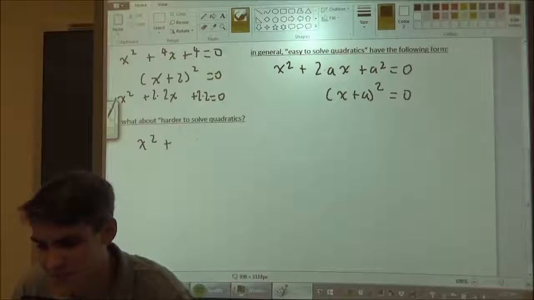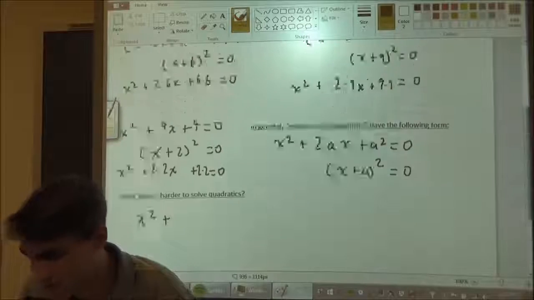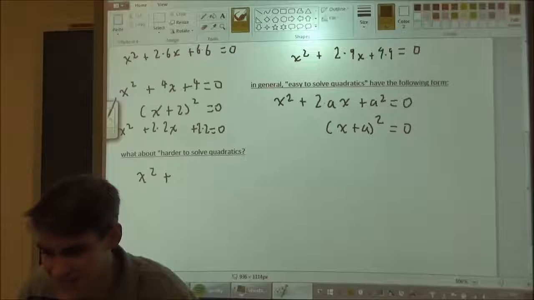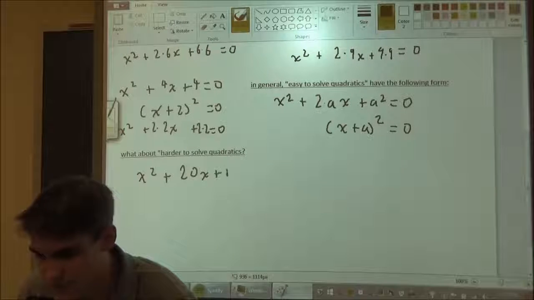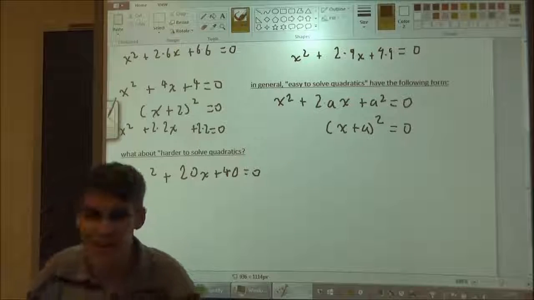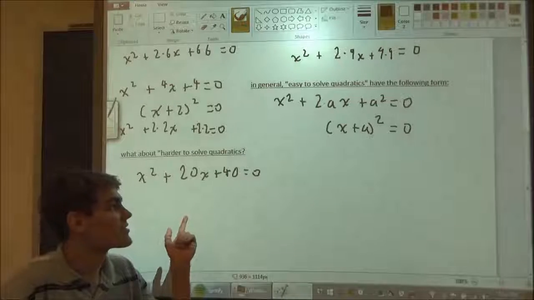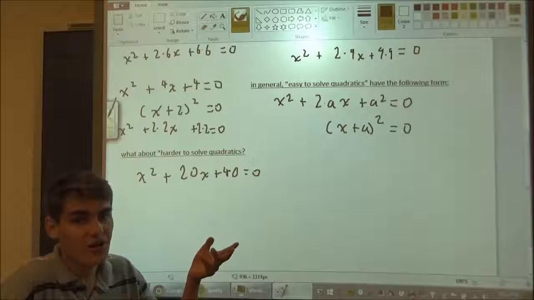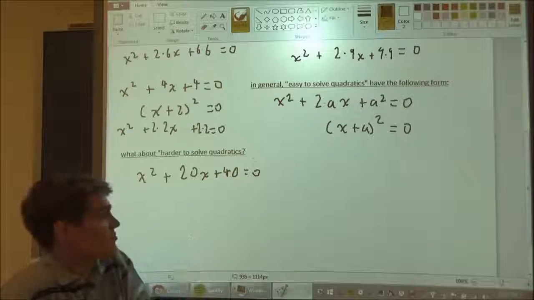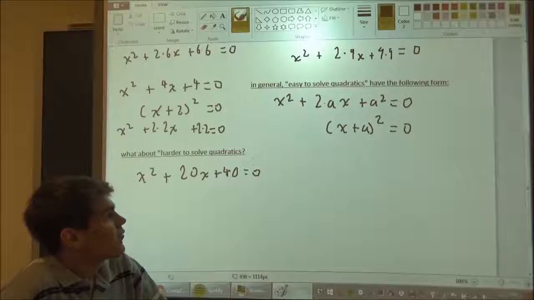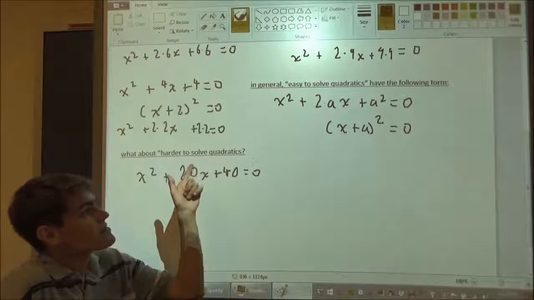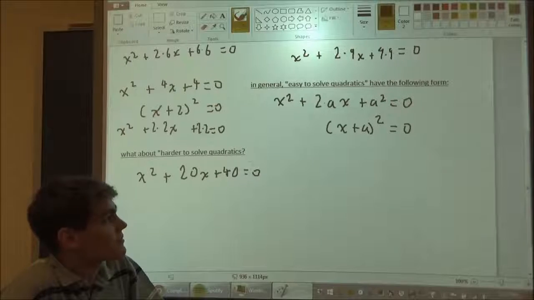Let's look at our example from above. Let me make sure I'm writing the right numbers. Yeah, it's x squared plus 20x plus 40 is equal to 0. So, this isn't factorable, right? And it's not an easy to solve quadratic. So what the heck are we gonna do? Well, it'd be nice if we had one of these easy to solve quadratics, right? I mean, that'd be pretty convenient.